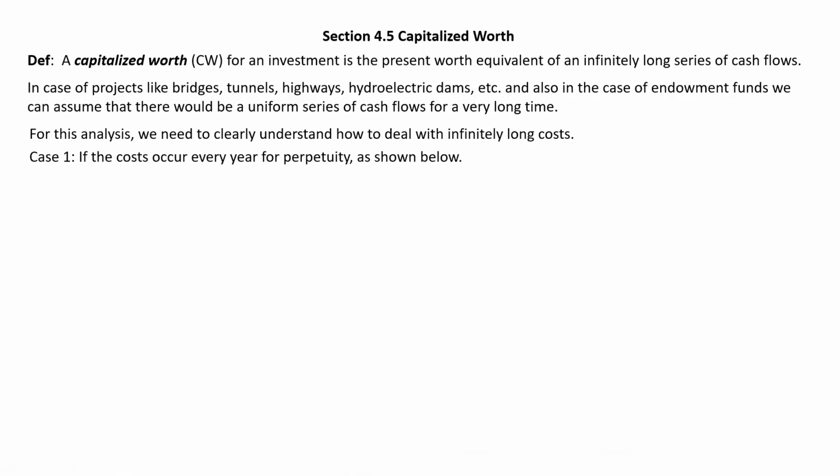Okay, case one. If the costs occur every year for perpetuity as shown below, that's the case. What am I showing here? As you can see, there's a cost at t equals 1, A, and another cost at t equals 2, same A, and it just keeps on going for an infinite amount of time. That is the simplest case that we could look at in this category. And in that case, can we find the present worth of all these uniform payments? Yeah, we know the formula for finding P given A. And because n happens to be approaching infinity, we take the limit of that. And earlier, I had demonstrated that in such a case, P is simply A over i.